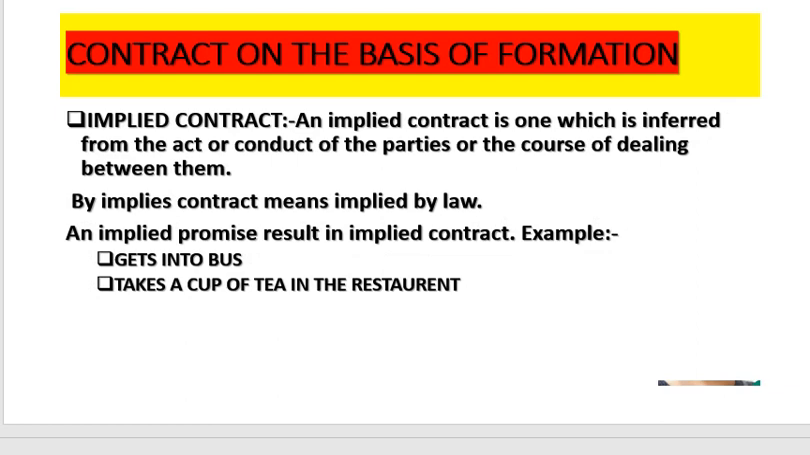Like you get into the bus. While you are sitting in the bus, your actions mean that you have accepted the offer of transportation. You have to pay for the fare. Like you take a cup of tea in the restaurant, it means you have to make the payment. So this is an implied contract, which could be inferred from the act or conduct of the parties.